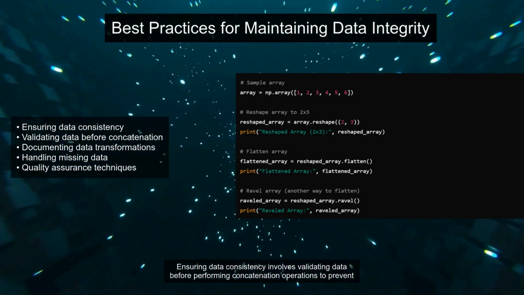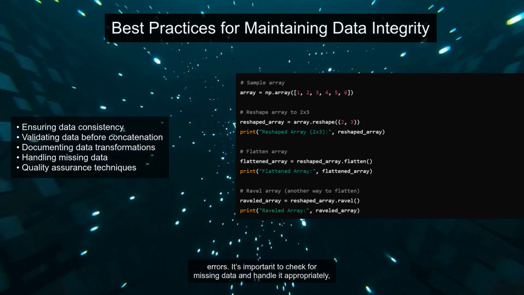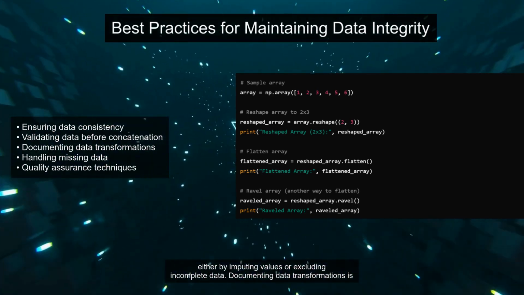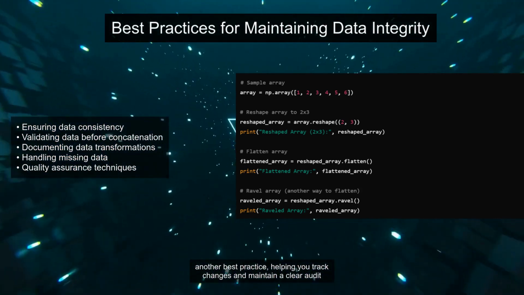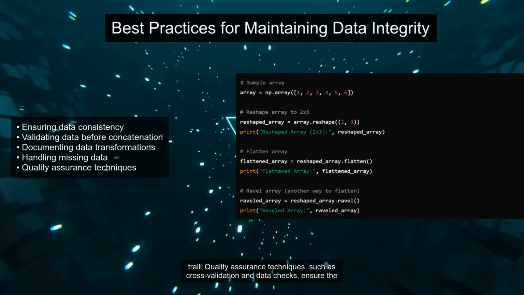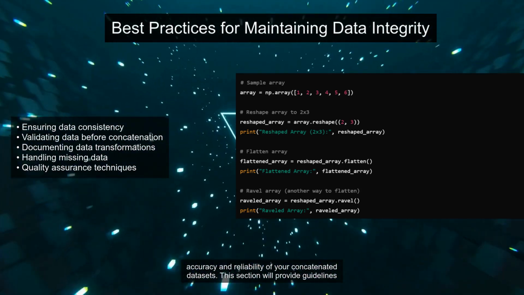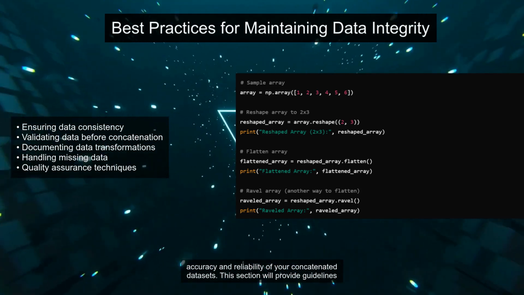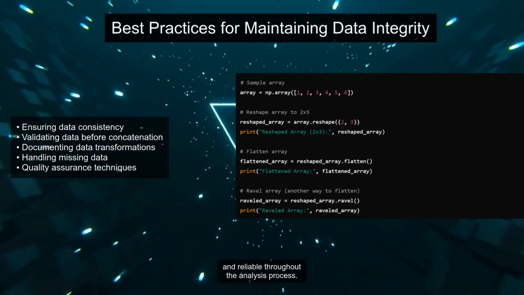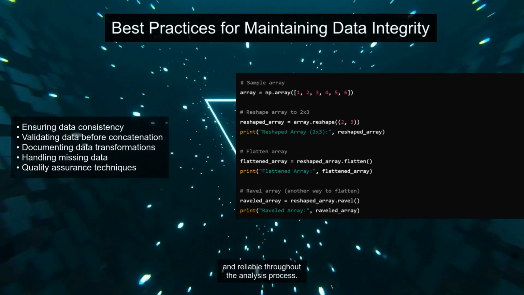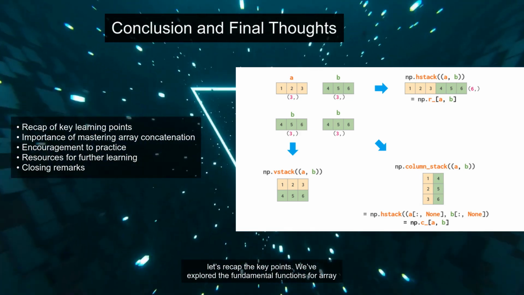Ensuring data consistency involves validating data before performing concatenation operations to prevent errors. It's important to check for missing data and handle it appropriately, either by imputing values or excluding incomplete data. Documenting data transformations is another best practice, helping you track changes and maintain a clear audit trail. Quality assurance techniques, such as cross-validation and data checks, ensure the accuracy and reliability of your concatenated datasets. This section will provide guidelines and strategies to maintain data integrity, ensuring that your data remains consistent and reliable throughout the analysis process.